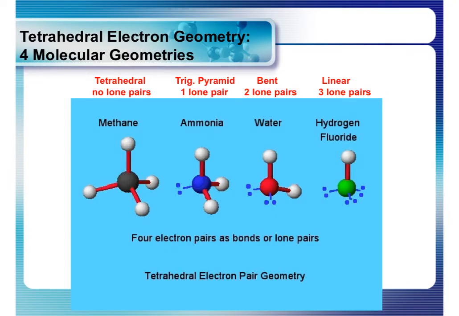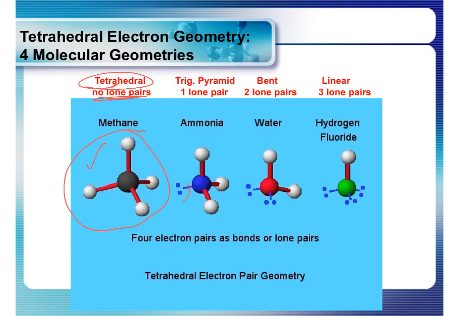All right, so we're getting more electron domains, so now there's the chance for more lone pairs. So as I said before, if there are no lone pairs, the electron domain shape is the same as the molecular geometry. So in this case, it's tetrahedral electron domain shape and tetrahedral molecular shape.